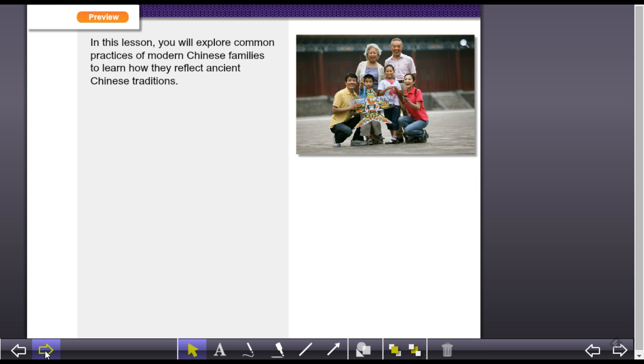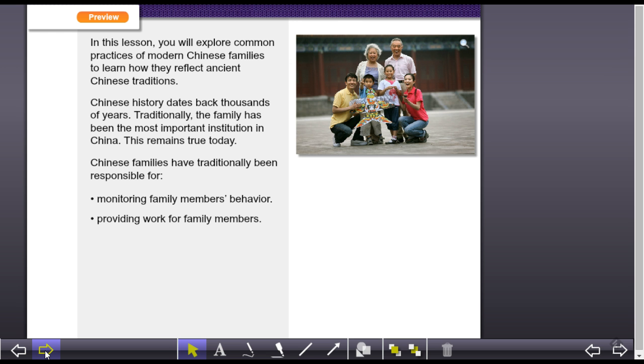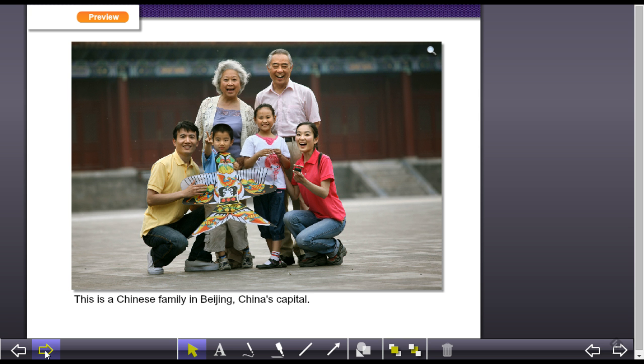In this lesson, we will explore common practices of modern Chinese families to learn how they reflect ancient Chinese traditions. Chinese history dates back thousands of years. Traditionally, the family has been the most important institution in China. This remains true today. Chinese families have traditionally been responsible for monitoring family members' behavior, providing work for family members, looking after family members' welfare, and those sort of things.